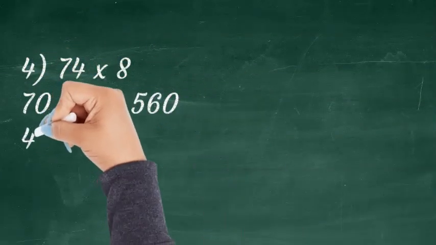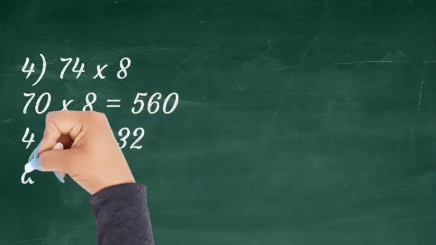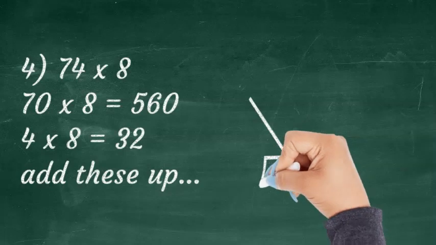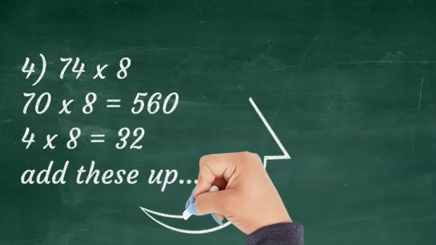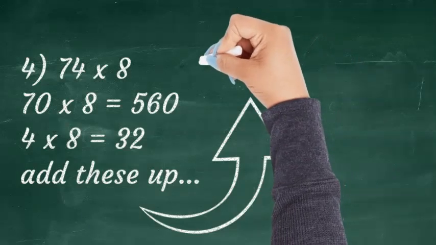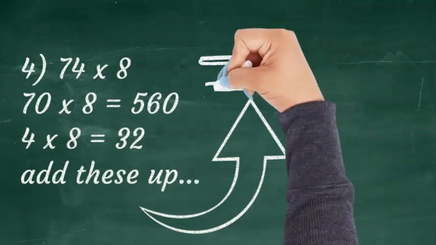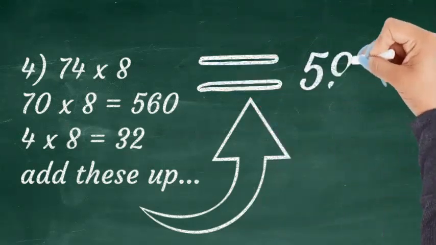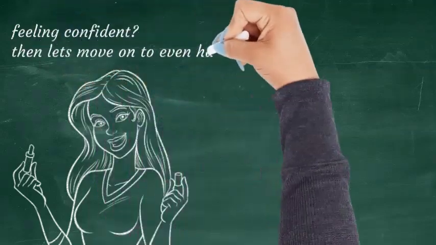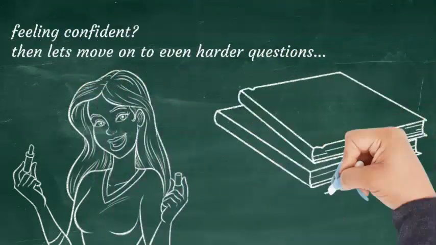74 times 8. Same method, 70 times 8, which is 560, 4 times 8, which is 32. Add these up, and you will get your answer of 592. Now you should be feeling a little bit more confident about the method. Let's try harder questions.